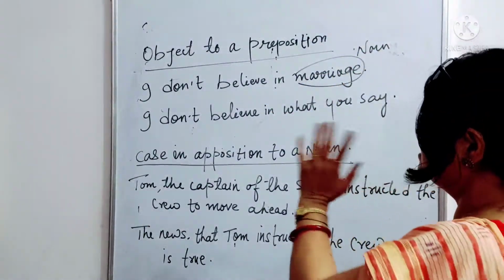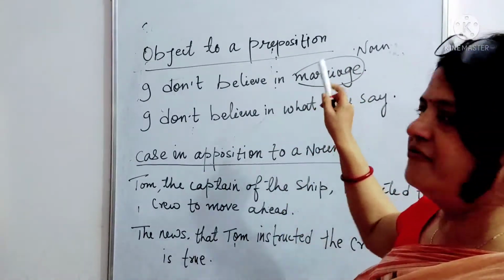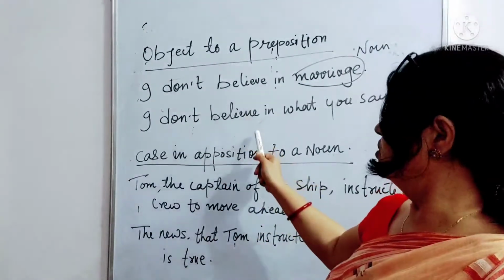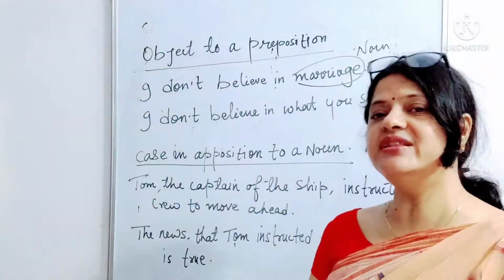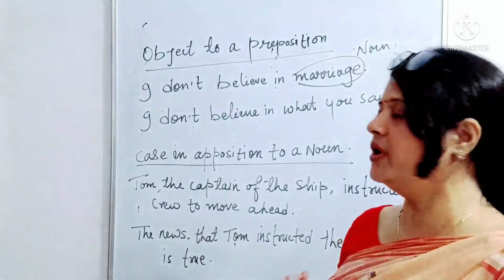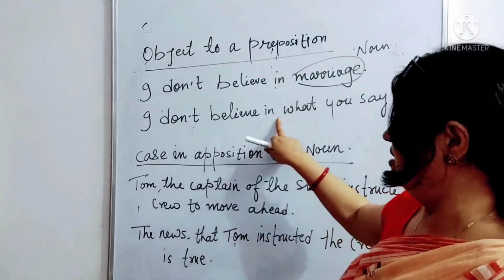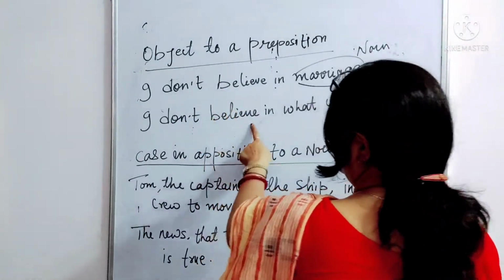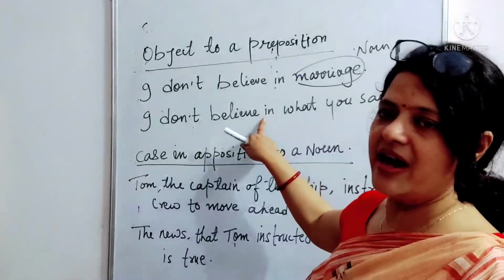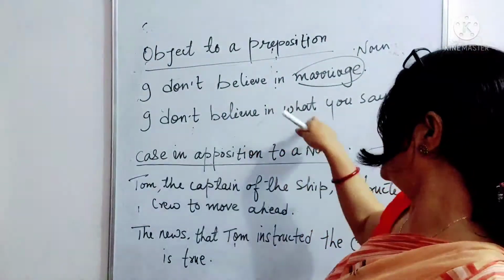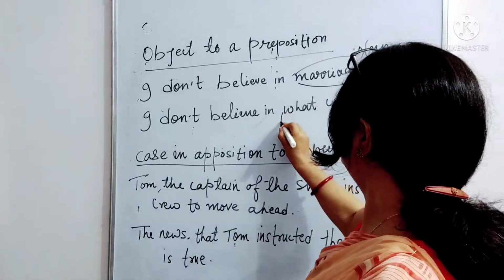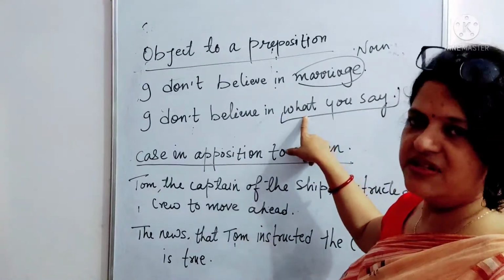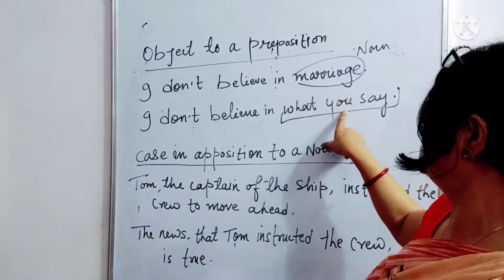So here in this sentence we see that a noun has a fixed place after a preposition. In the same way, this clause is also going to sit in the same place as the noun. "I don't believe in..." till here we have the principal clause. I don't believe, this is the principal clause, and then we have this preposition, and after the preposition we have this noun clause, what you say. So here we see that we have a conjunction word, then a subject, then a verb.